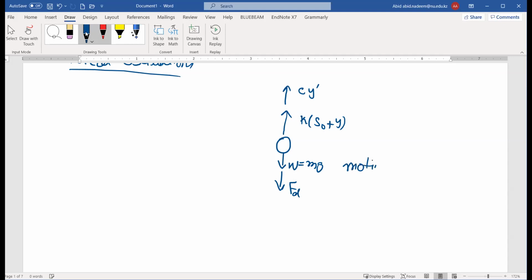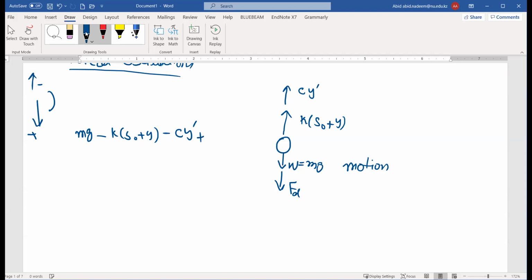Okay, system in motion. Downward is positive, upward is negative. Always remember this type of notation. So in this case, how can we represent these forces? mg is a downward force, the weight. Minus k s naught plus y is an upward force, minus c y prime is an upward force, and the driving force, we suppose, is a downward force.